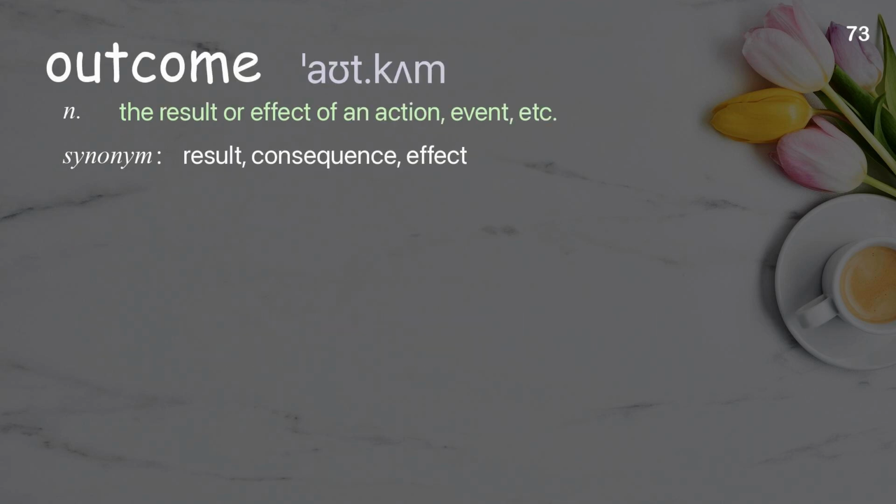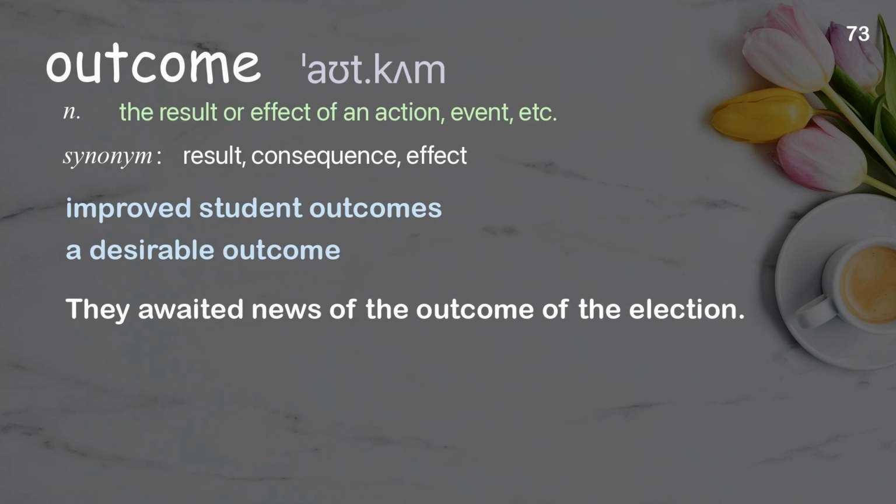Outcome. The result or effect of an action, event, etc. Examples. Improved student outcomes. A desirable outcome. They awaited news of the outcome of the election.